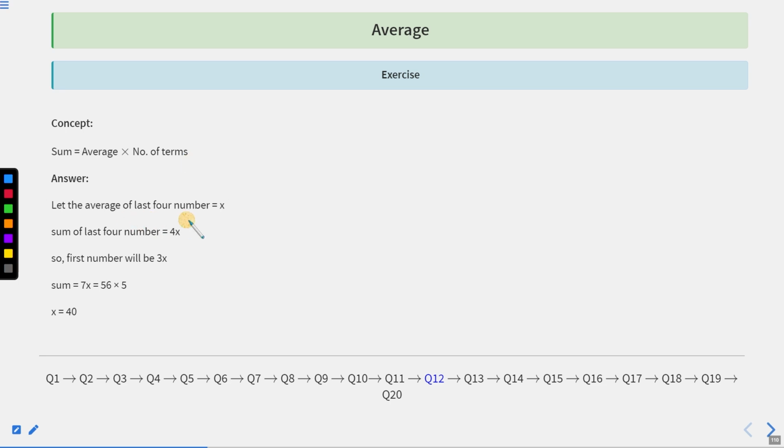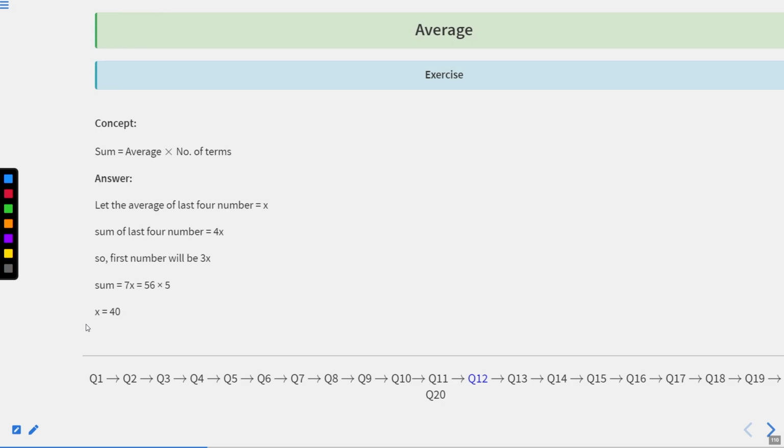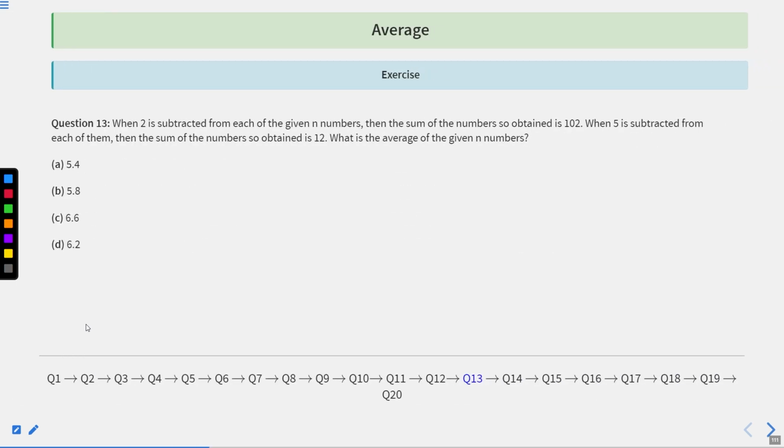Let the average of last four numbers equal to x. So we assume the average of last four numbers is x. So the sum of last four numbers is 4x. So the first number will be 3x and the sum is equal to 7x equal to 56 into 5. So we get x equal to 40. So the correct answer will be A, that is x equal to 40.